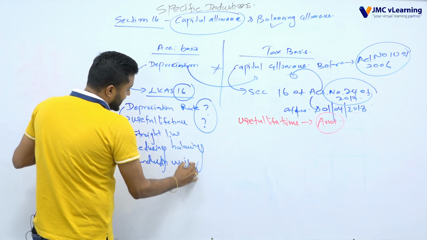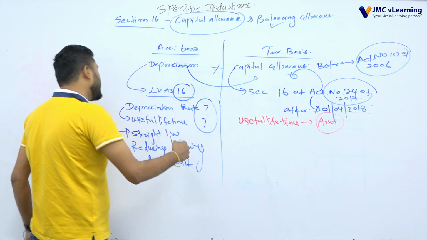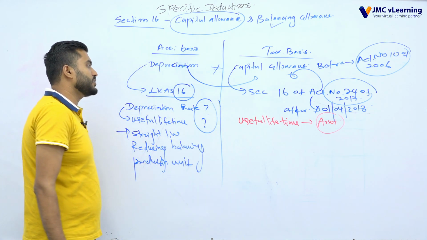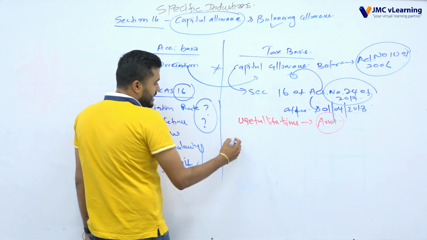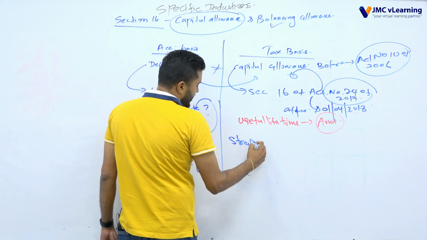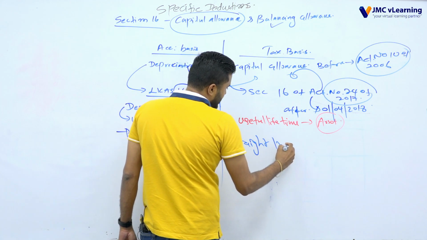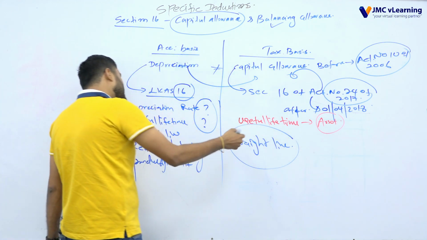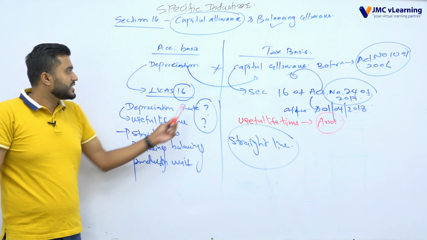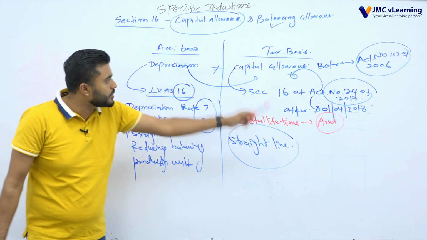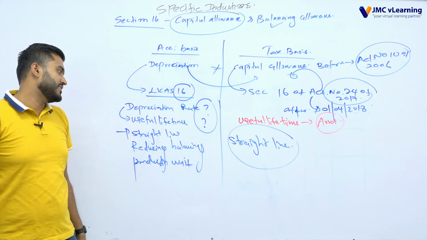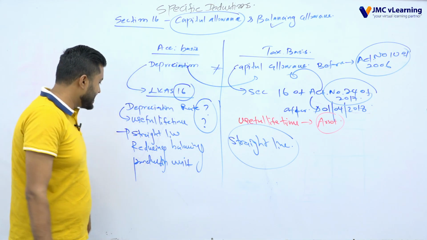But for tax purposes, there is no such different capital allowance calculation method. There is only one method, that is what? A straight line method. So because of this depreciation method also, the calculated depreciation and the capital allowance may be different.